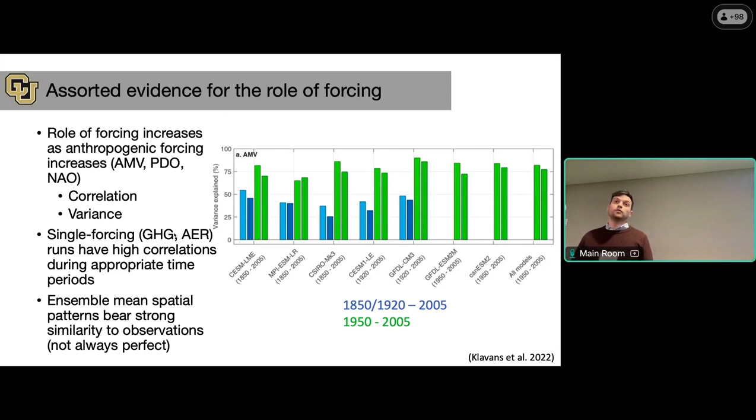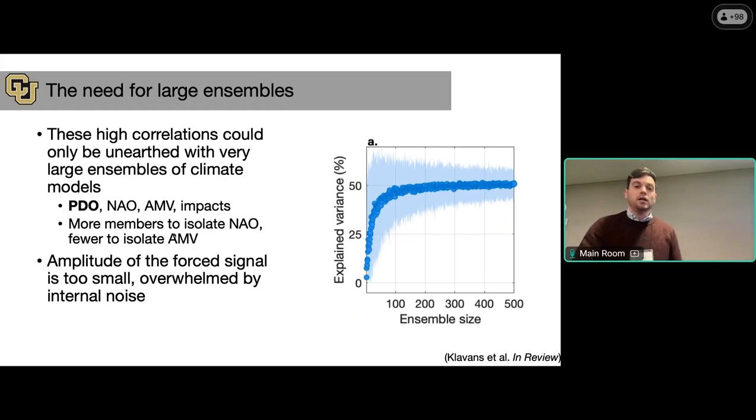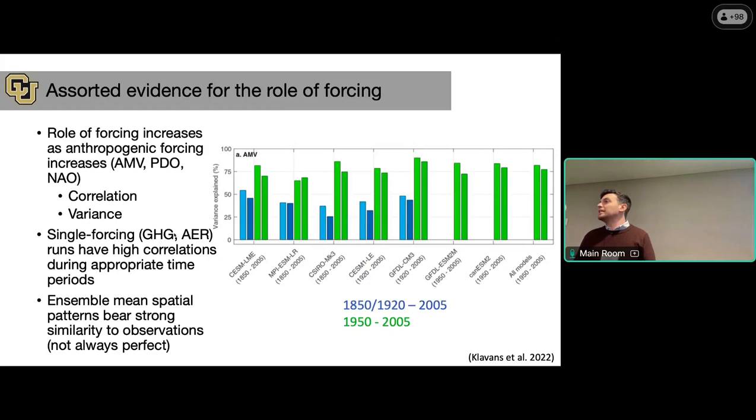Single forcing large ensembles, DAMIP and some of the CESM single forcing runs show similar results, but for time periods where we expect the forcing to be important. So for example, if you expect a greenhouse forced trend to exist after 1995 in the PDO index, the single forcing large ensembles produce that. Same thing for aerosol forced periods.